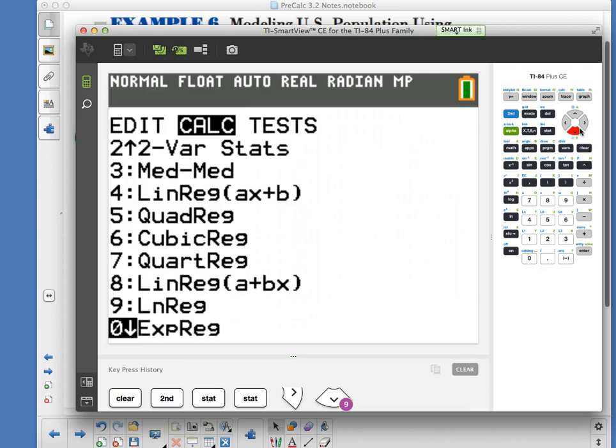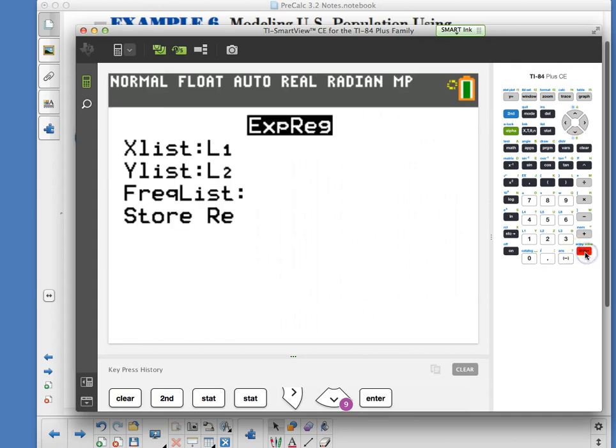Okay, so it's my 0, so 10. You guys got yours at 0 too? Good. Now, when I enter that, L1 was my X, L2 is my Y. I want to store this because I might want to use it later. I'm not going to use my frequency list, but I am going to store my regression equation in Y1.